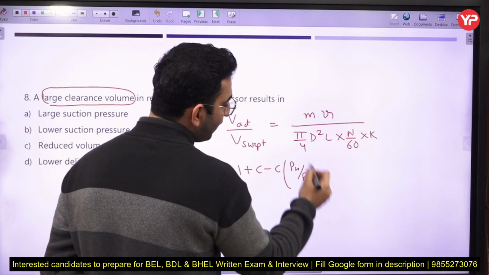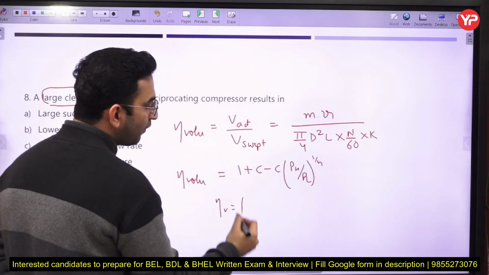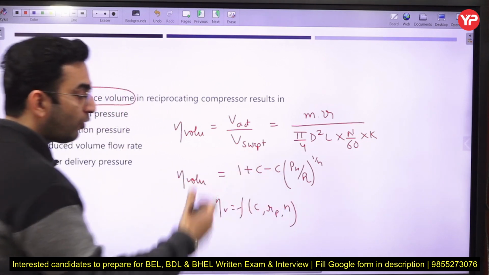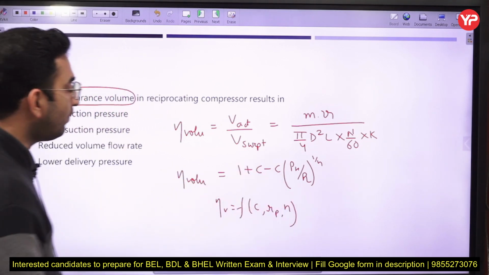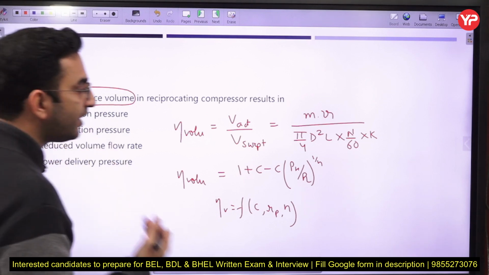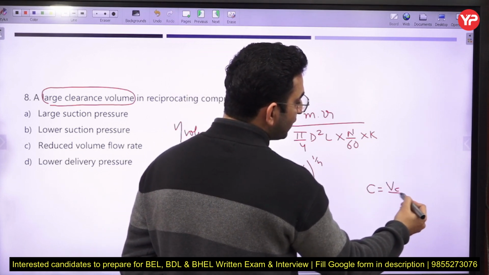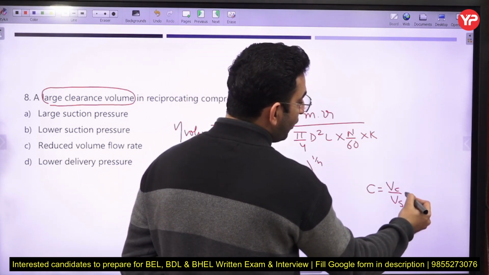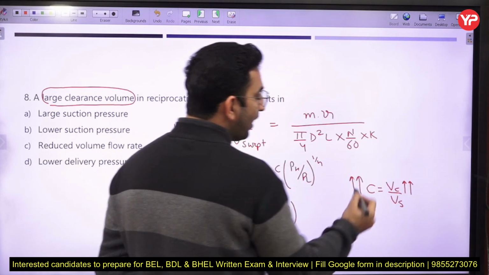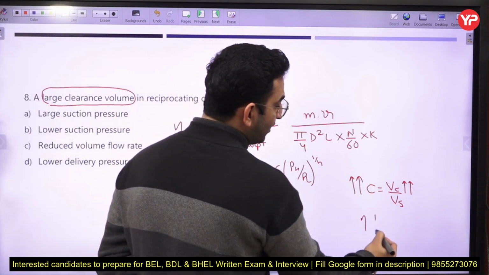So here you can see from this formula that the volumetric efficiency is basically a function of the clearance ratio, pressure ratio, as well as the polytropic index. Now in this question we are basically increasing the clearance volume. So with the increase in clearance volume, what will happen? The clearance ratio is defined as the clearance volume divided by swept volume. So as soon as you increase the clearance volume, the corresponding clearance ratio will increase, and with the increase in clearance ratio, the corresponding efficiency is going to decrease.